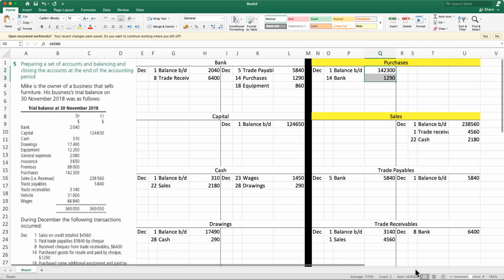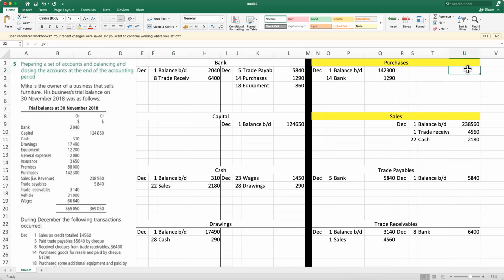You can see my sum here, 143,590. So where does it go? It goes to your income statement, because I need to put it inside my income statement to calculate how much I make for the year. So December 31st, income statement. I'm just going to copy this and write it here as well.